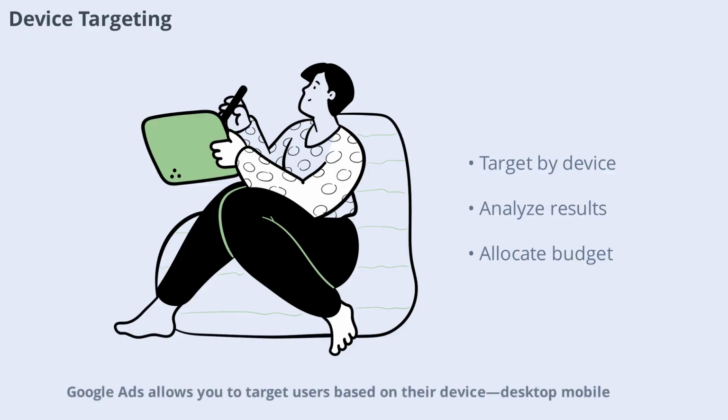Google Ads allows you to target users based on their device: desktop, mobile, or tablet. Analyze which devices drive the best results and allocate your budget accordingly. Device targeting helps you reach your audience where they're most active and avoid wasted spend.